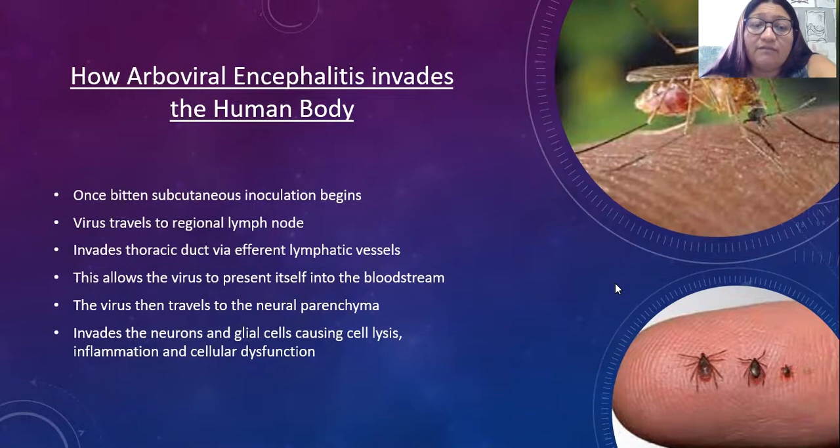This virus invades the human body through the insect bite. Once bitten, subcutaneous inoculation begins, and the virus will travel to the nearest lymph nodes. It'll invade the thoracic duct through the efferent lymphatic vessels, which allows the virus to present itself into the bloodstream. The virus can then travel to the neural parenchyma, which is the functioning tissue of the nervous system. It'll then invade the neurons and glial cells, causing cell lysis, inflammation, and cellular dysfunction.